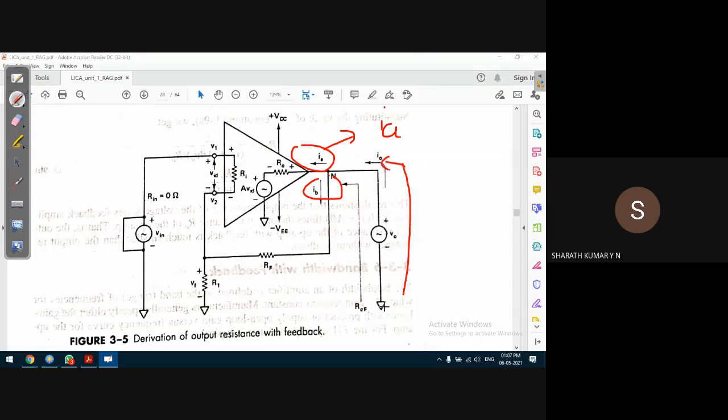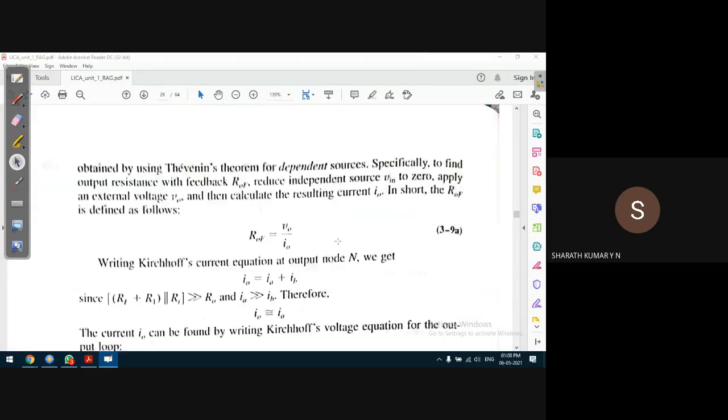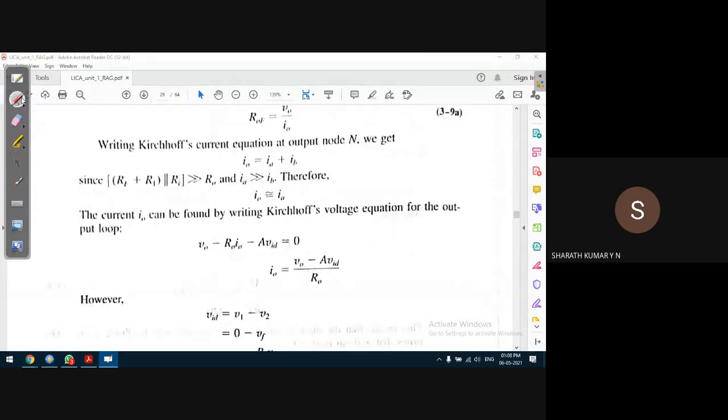It will flow from ground. This is the ground condition, that is 0 volts. Output current flows like this. It is split into two currents. One is IA, which flows into the output terminal, and another which flows into the feedback terminal, represented as IB. If we consider these two currents, the output current I naught is equal to IA plus IB.